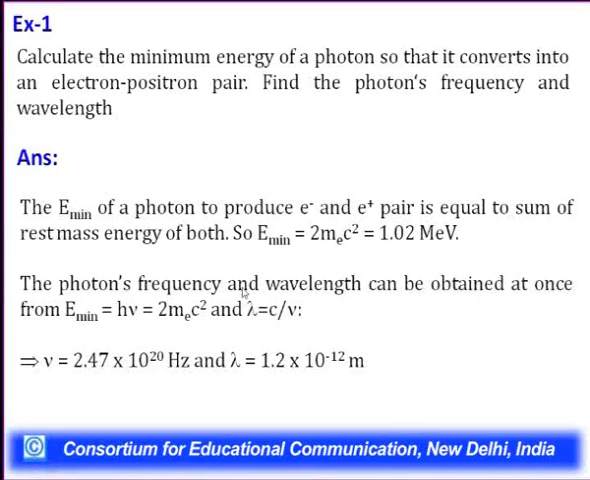Now the photon's frequency and the wavelength can be obtained at once from E minimum, which is equal to hν, which is equal to 2mec², and λ is equal to c by ν. Now the value of ν is equal to 2.47 × 10^20 hertz, and λ is equal to 1.2 × 10^-12 meter.